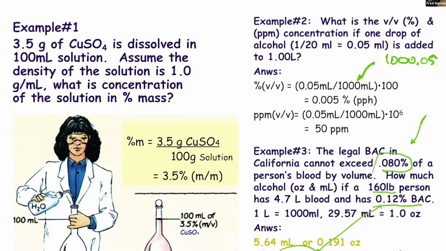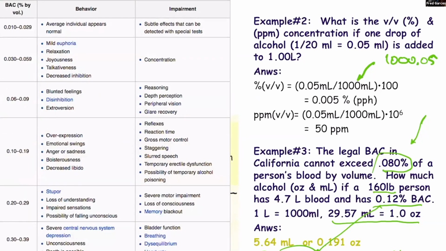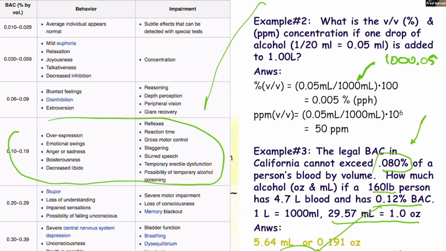Or if you do the conversion factor of 29.57 milliliters per ounce, you've got 0.191 ounce of alcohol. That's ethanol in your system. So the best way to do these calculations is to understand dimensional analysis. Of course, if you've got 0.12 blood alcohol in you, then this is what's happening: you have overexpression, emotional swings, anger and sadness, you're boisterous, and you have a decrease in the libido. So this is based on your blood alcohol level from the state of California.